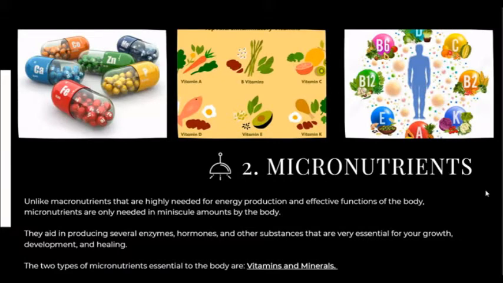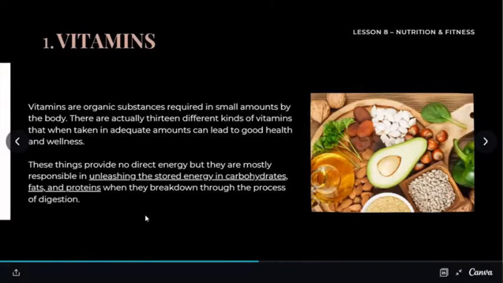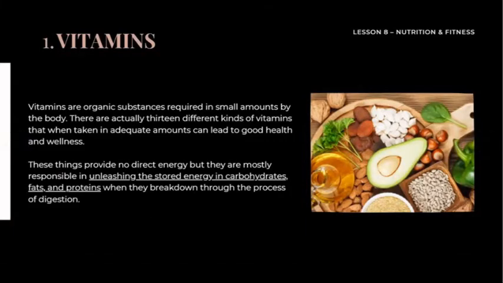The two types of micronutrients essential to the body are the vitamins and minerals. These two are assistants of macronutrients in breaking down the food. Vitamins are organic substances required in small amounts by the body. And take note that vitamins provide no direct energy, but they are mostly responsible for unleashing the stored energy in carbohydrates, fats, and proteins when they break down through the process of digestion.